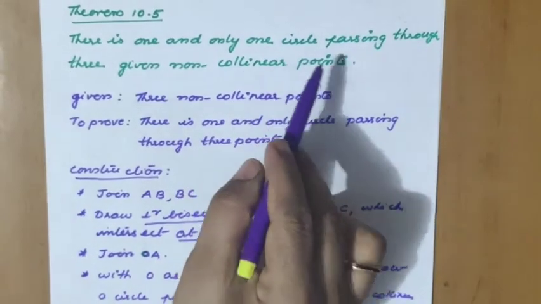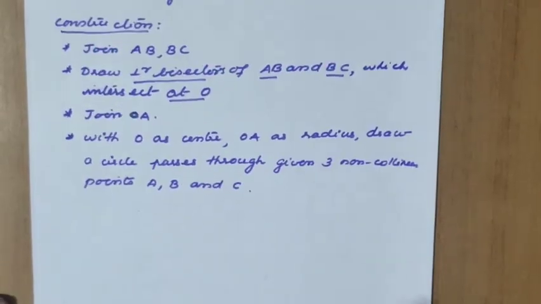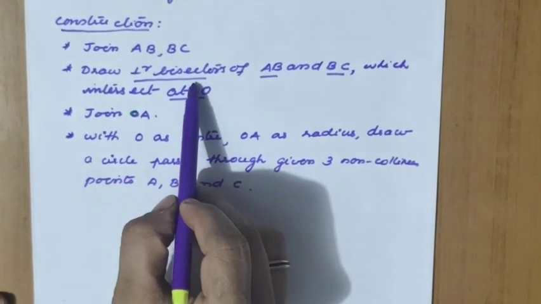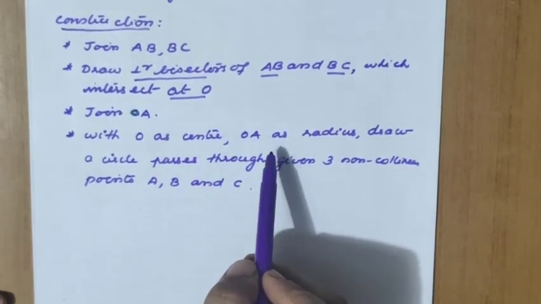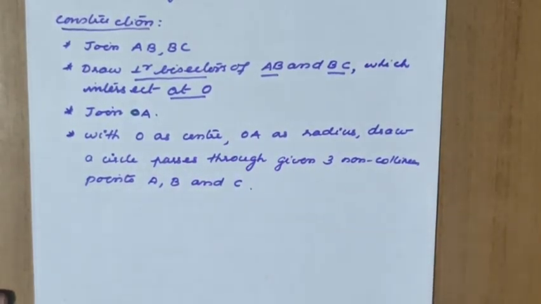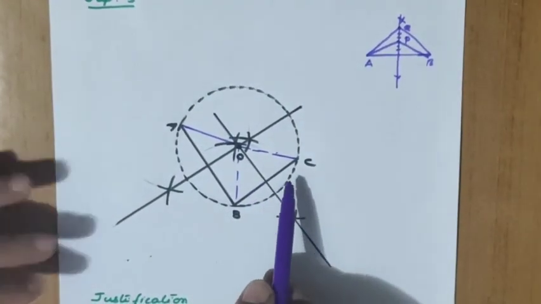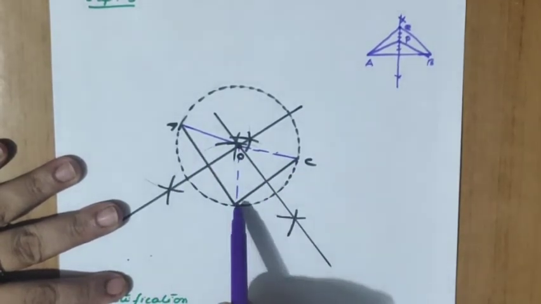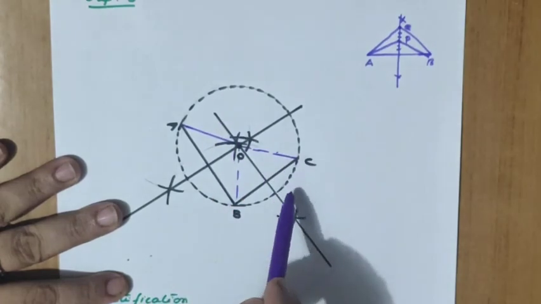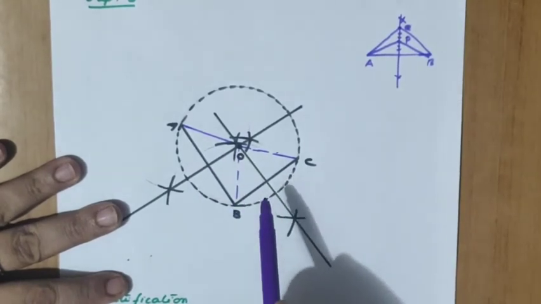What is the theorem? There is one and only one circle passing through the three given non-collinear points. So the steps are: join AB and BC, draw the perpendicular bisectors of both, they meet at O. Now with O as center and OA as radius, draw the circle passing through the three given non-collinear points A, B and C. Now see this diagram. ABC is a triangle because three non-collinear points means we can form a triangle. If you join ABC, it's a triangle, and the circle you can see is covering the triangle on the outside, this circle is called a circumcircle.